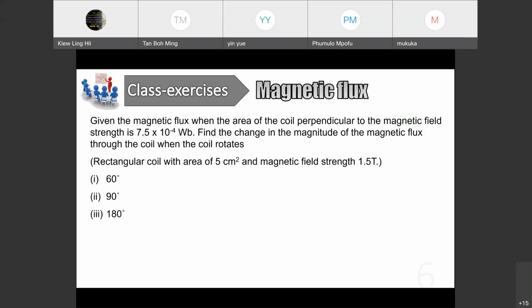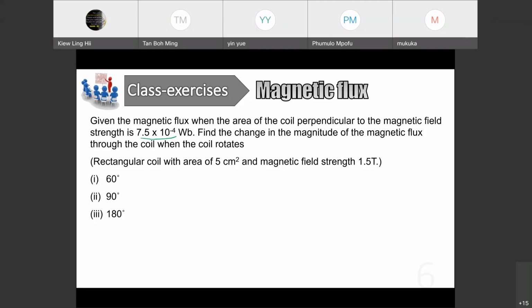Okay, so now let's move on to the example question. How do we usually solve the questions related to calculating magnetic flux? My advice is to draw a diagram, because a diagram helps you to check on the angle especially easily, yeah? So given that the magnetic flux, when the area of the coil is perpendicular to the magnetic field strength, is 7.5 times 10 to the power of -4.